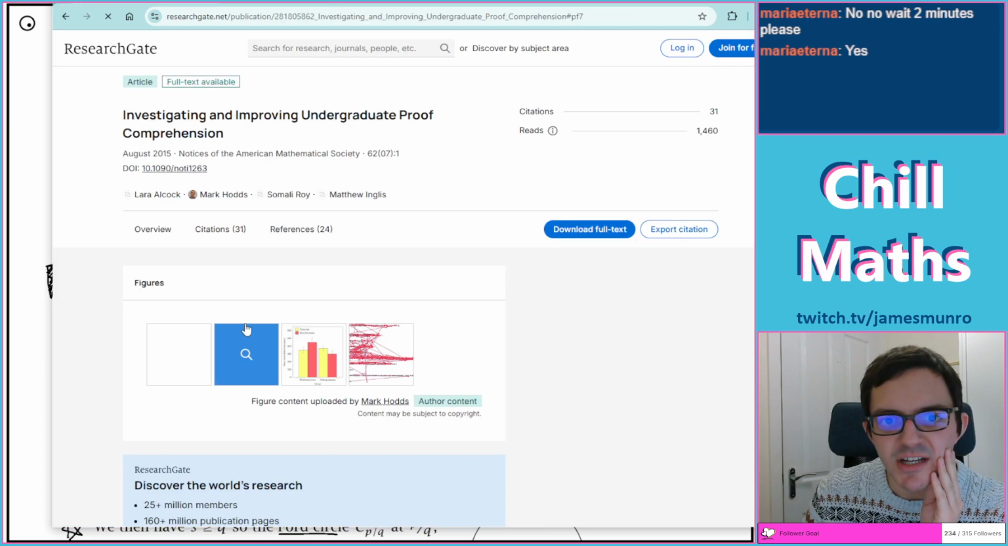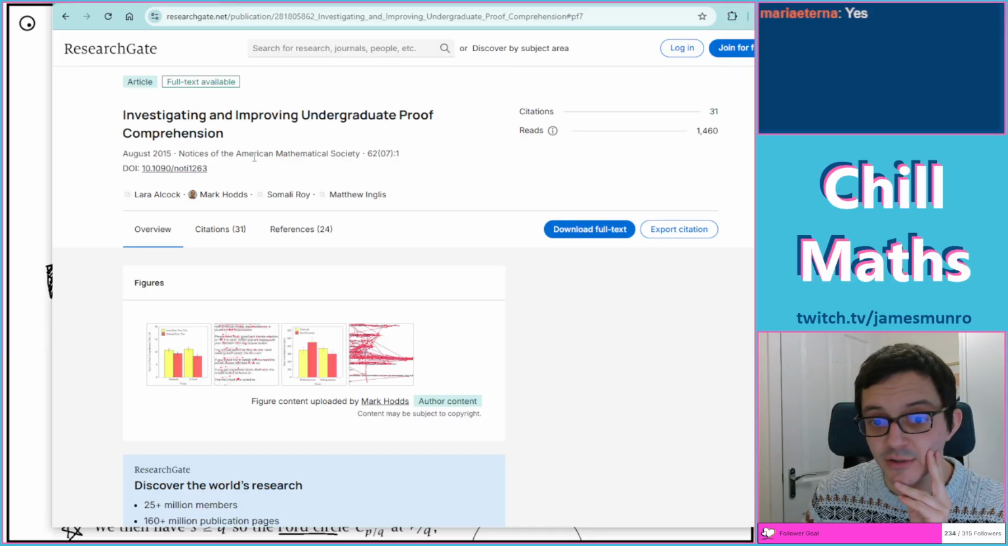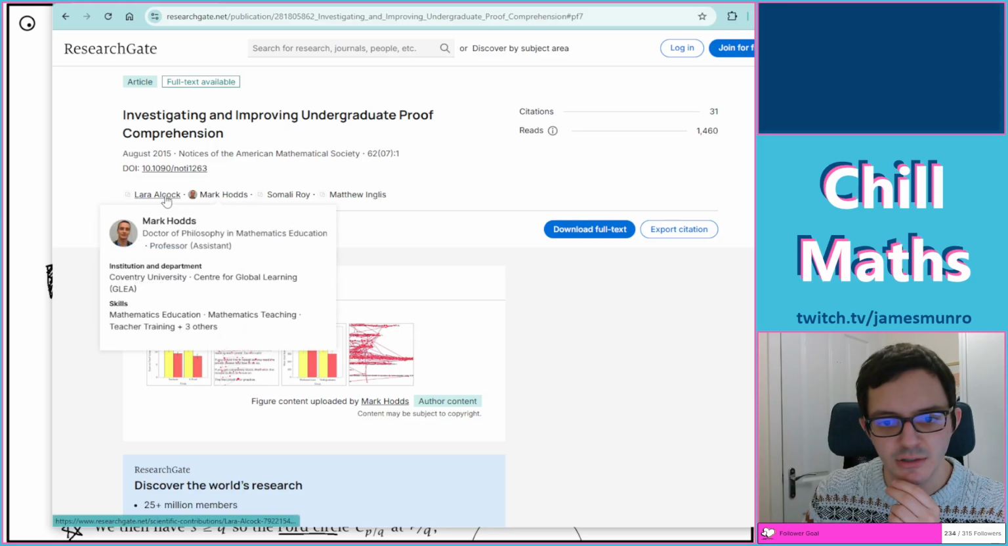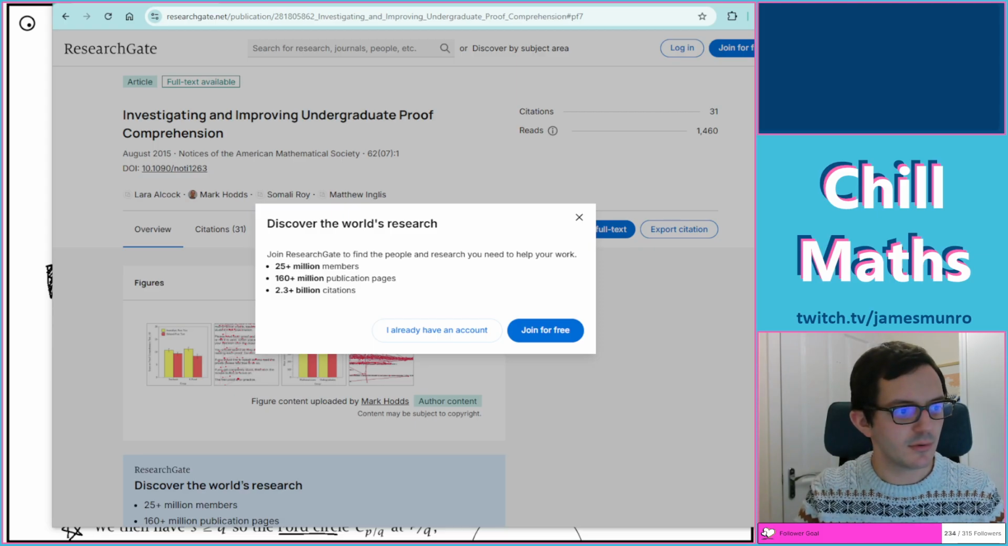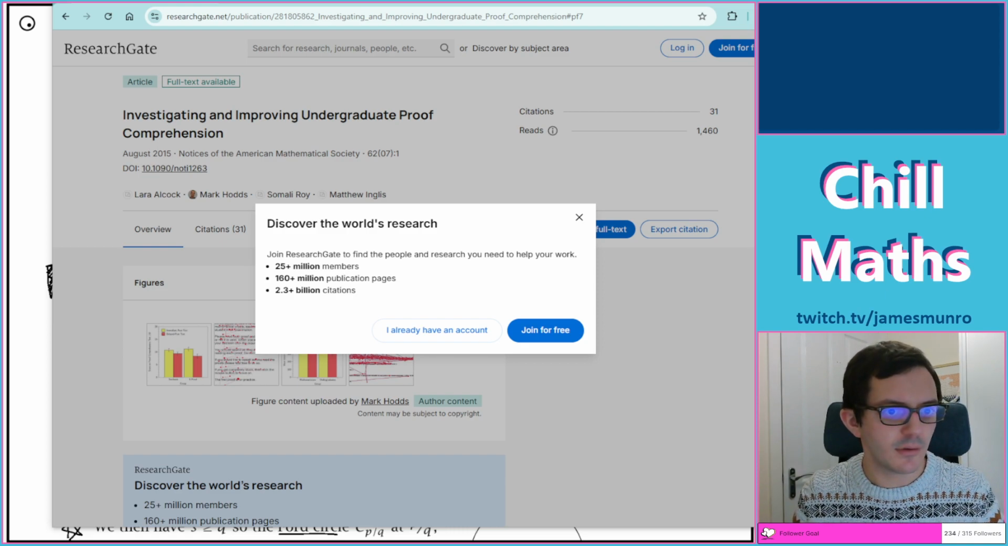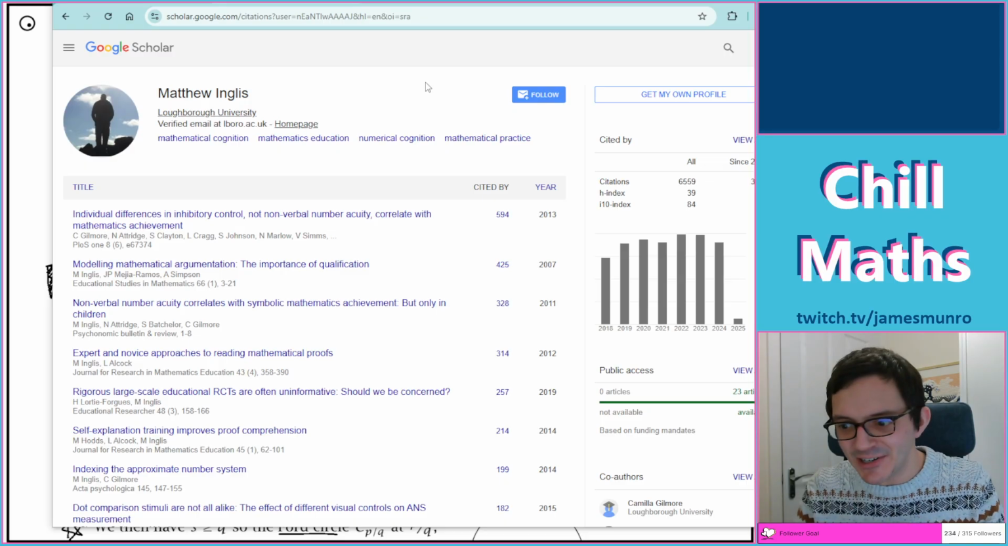Right, can I see the full text of this? So this is 2015. It's a later article looking at investigating and improving undergraduate proof comprehension. So, that's Lara and Mark Hodds and Matthew Inglis and Somali Roy. Okay, so I guess I should look at some sort of Google Scholar page for some of these people, if I can find them. Found Matthew Inglis. There we go. Finding a chart that I saw years ago.